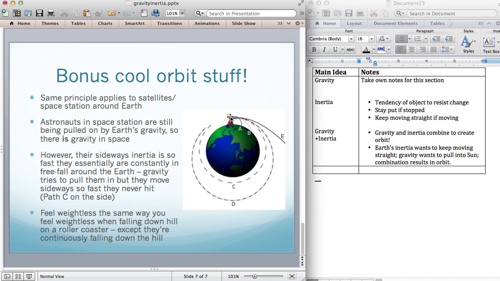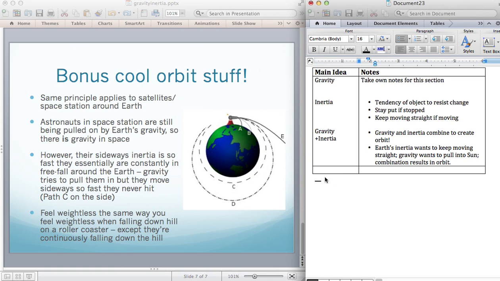So imagine this giant cannon launches something. If it doesn't shoot it too hard, gravity pulls it in. But if it's going sideways fast enough, path C right here, it keeps going around forever. And it never slows down and hits. And you end up feeling weightless the same way you feel weightless when falling downhill on a roller coaster. The exception is, if you're on a space station, you're essentially falling down that hill forever, around and around and around. So make sure you write a summary at the bottom. We'll do some cool demos and labs on this in class tomorrow, and I will see you then.